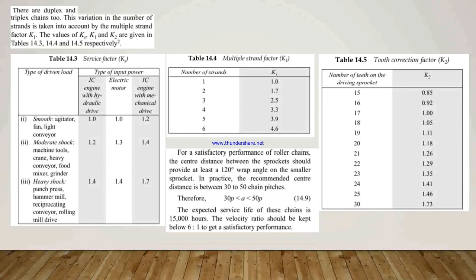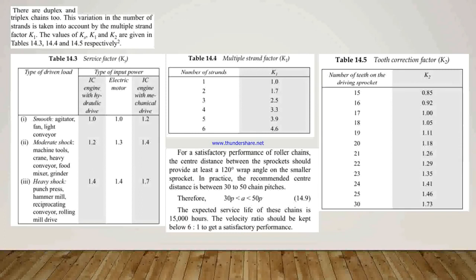In Table 14.3, we see that the service factor Ks depends upon the type of input power and the type of driven load. The input power types given are IC engine with hydraulic drive, electric motor, and IC engine with mechanical drive. The types of driven load, that is smooth, moderate shock and heavy shock, are also given here. The multiple strand factor K1 depends upon the number of strands. The tooth correction factor K2 is also given, wherein the number of teeth on the driving sprocket is given for the value of K2.